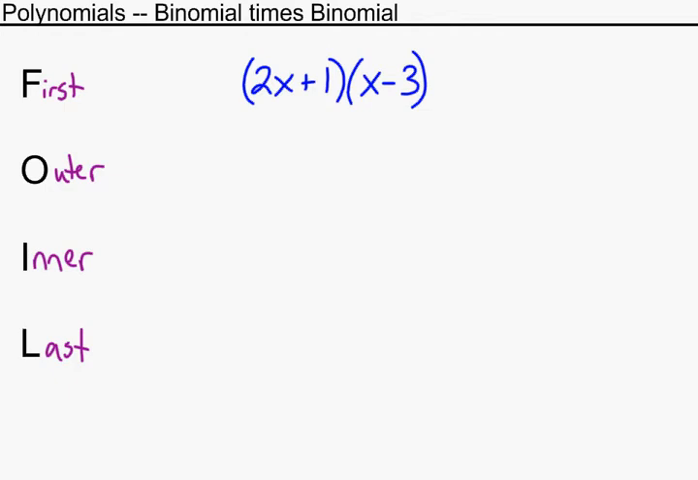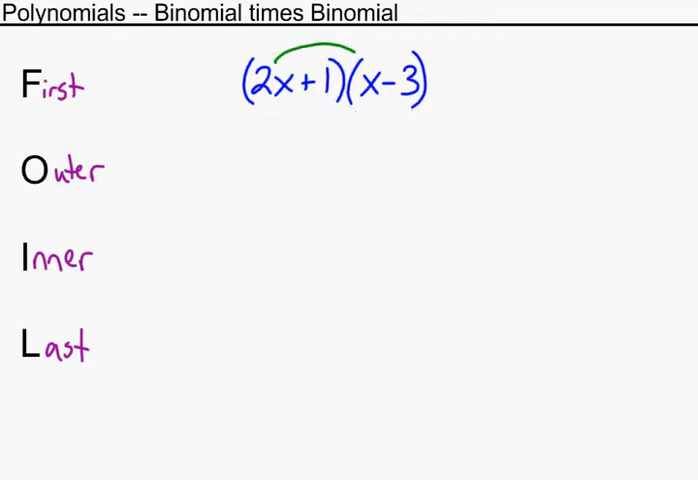And this is a great way to remember what's going on, but it's also good to think of this in terms of distribution. So as I go through, I'll point out where the F, O, I, and L are, but I'm going to primarily look at it as a distribution problem. In this case, I'm distributing something to x minus 3. And if I look over here, I'm distributing a 2x and a positive 1. So really, I'm just distributing two things to the x minus 3, and then combining like terms. So let's see what that looks like.